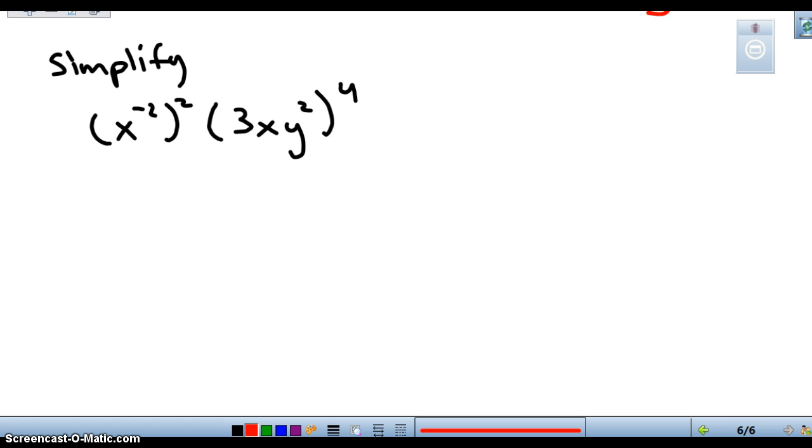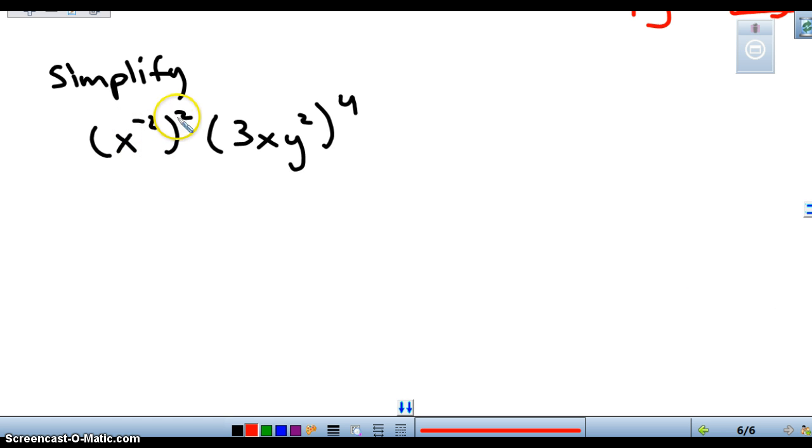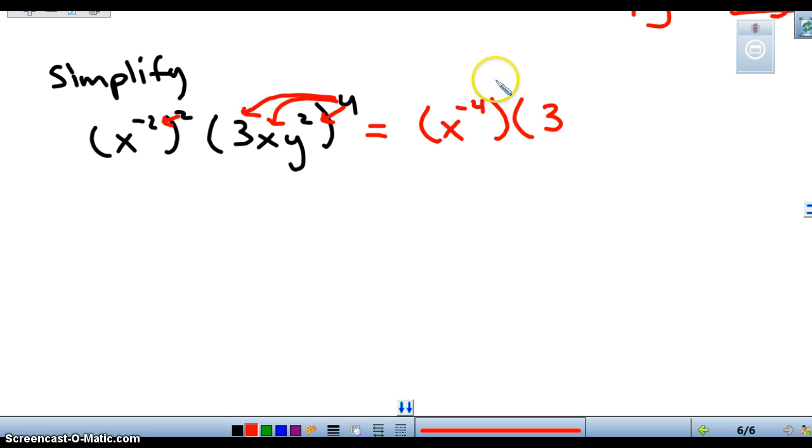If we have to simplify x to the negative 2 power squared times 3xy squared raised to the 4th power, what do we have to do? We have to distribute this exponent here and this exponent over here. So what would this equal? X to the negative 4 times 3 to the 4th, x to the 4th, y to the 8th.